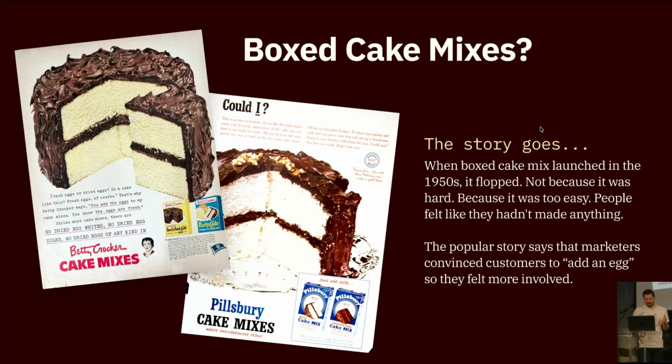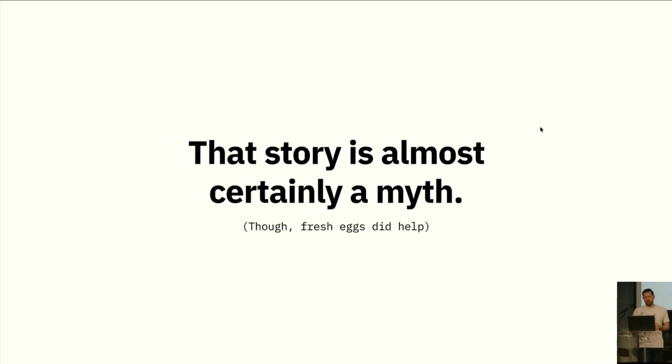Cake mixes in the 50s basically came out because after World War II, Big Flour wanted to keep selling flour, so they wanted to make it easier to make cakes, and they did. One of the things that they saw is that the cake mixes weren't selling, so one of the marketers wisely said, we need to make people feel like they're actually trying harder because these cakes are too easy to make. So somebody suggested having people add an egg to it. Now, this is kind of a legendary story to some people, but it's almost positively a myth.